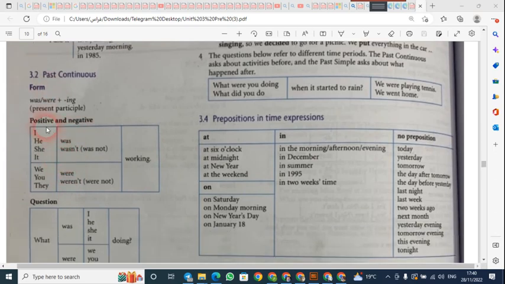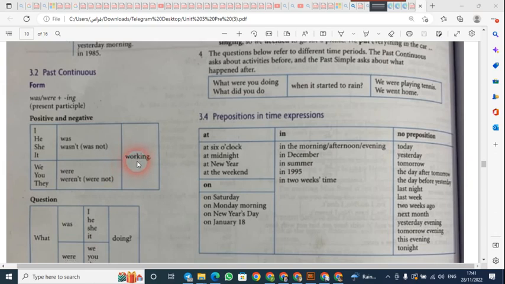So here we have examples. We have the subject. If the subject is I, he, she or it, we will use was for the positive and wasn't for the negative, and we have the main verb with ing. If the subject is we, you or they or any equivalent noun, we will use were in the positive and weren't or were not in the negative, plus the main verb with ing.